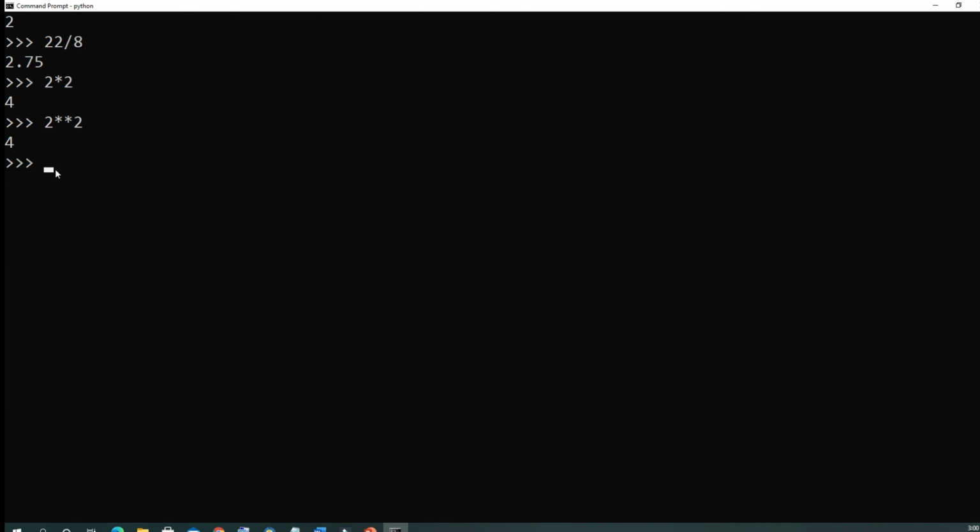Now the next operator we're going to look at is the subtraction operator. Okay, the subtraction operator, this operator. So now we're going to try something, maybe 4 minus 2, and the answer is 2. So basically, we are subtracting 2 from 4. So this is the subtraction operator.